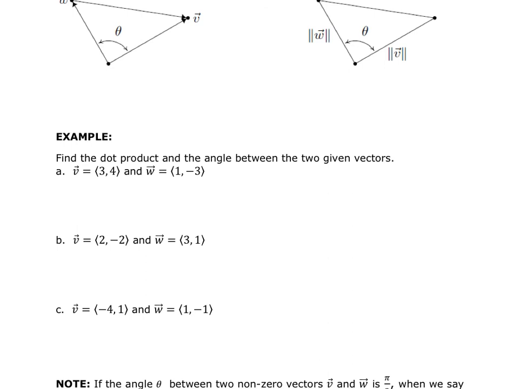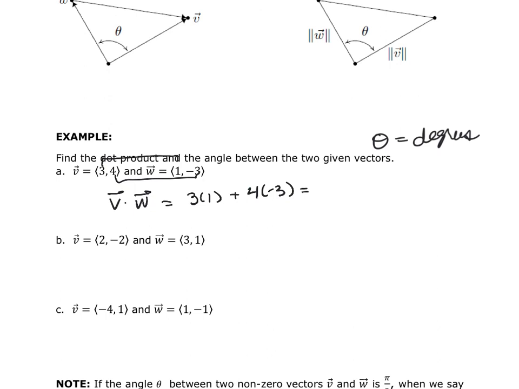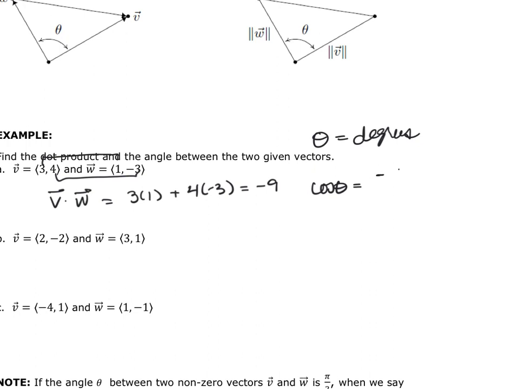So I'll do the first two and leave the third one for you. So my dot product, V dot W, and it doesn't tell me the angle, so let's put the theta in degrees. Okay, so my dot product of these two is going to be 3 multiplied by 1. These two get multiplied, plus, and then these two get multiplied, 4 multiplied by -3. So I end up with 3 minus 12, which is -9. The cosine of my angle is going to be equal to the dot product, which is -9, divided by the magnitude of each one of them.